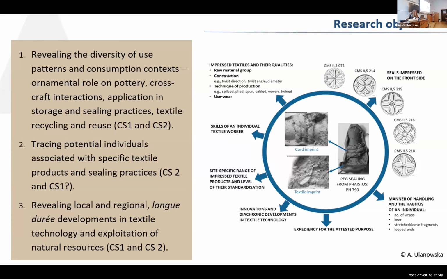And then we also look for the manner of handling and the habitus of the individual, expressed by, for example, the number of wraps, the way the threads were knotted, and how the loose ends were stretched and looped. And for case study 2, we have seals impressed on the front sides, which are also very important evidence. So originally we thought that this kind of research will be mostly applied to case study 2, that is the sealings.